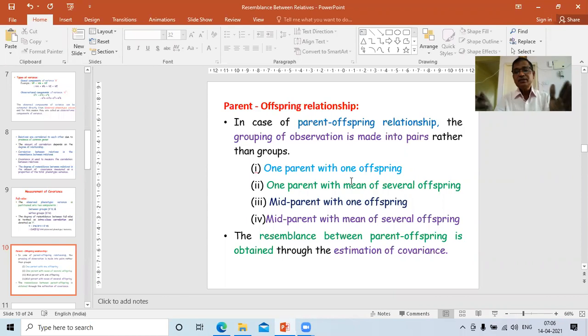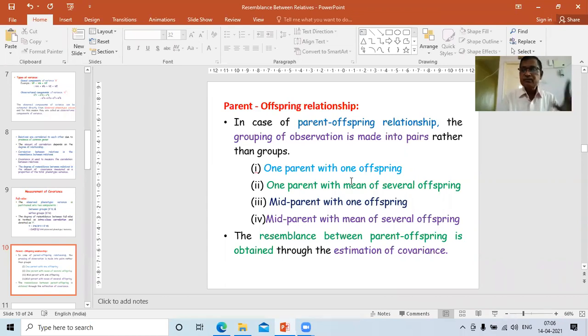That means here you just imagine in the form of correlation. Correlation का है दो variable है x and y. So here the one parent is called x, offspring is called y. So one parent with one offspring, that is x and y, one parent with mean of several offspring denoted as y. So mid parent will be denoted as x, and one offspring will be denoted as y. Mid parent again is denoted as x, and mean of several offspring also will be denoted as y. You just imagine in this way, that the two variables are there, x and y. Then we have to estimate the covariance and the degree of relationship.